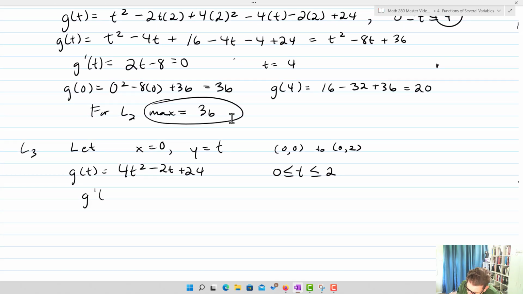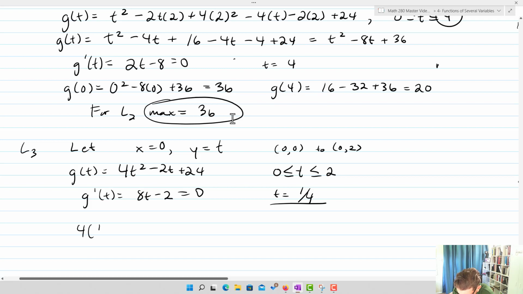And so g prime of t will equal 8t minus 2. Set that equal to 0. We get 8t equals 2, or excuse me, we get t equals 1/4. So that is in the interval from 0 to 2. So we'll have to check t equal to 1/4. So I'll plug in t equal to 1/4.